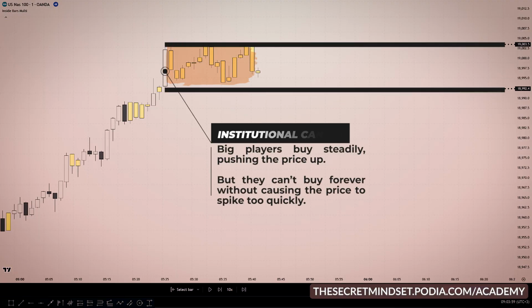This is how smart money operates in the market. The initial upward move, the institutional candle, is driven by big players. They buy steadily, pushing the price up. But they can't buy forever without causing the price to spike too quickly. So they pause, creating the contraction phase we see on the chart. During this contraction, the institutional candle sets the range, and the following inside bars show decreasing volatility.